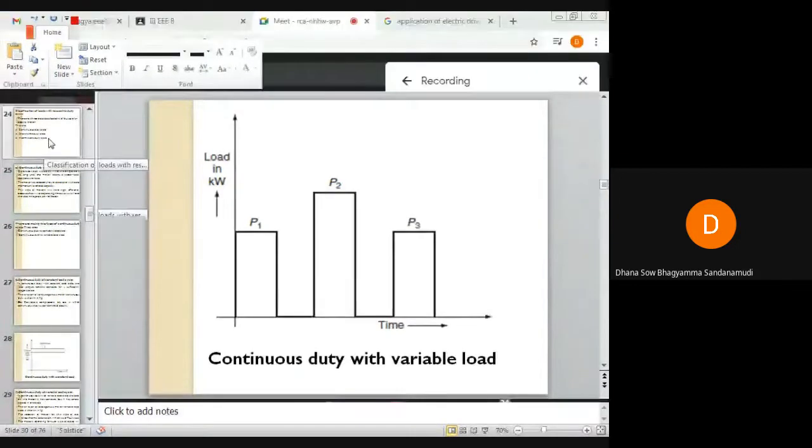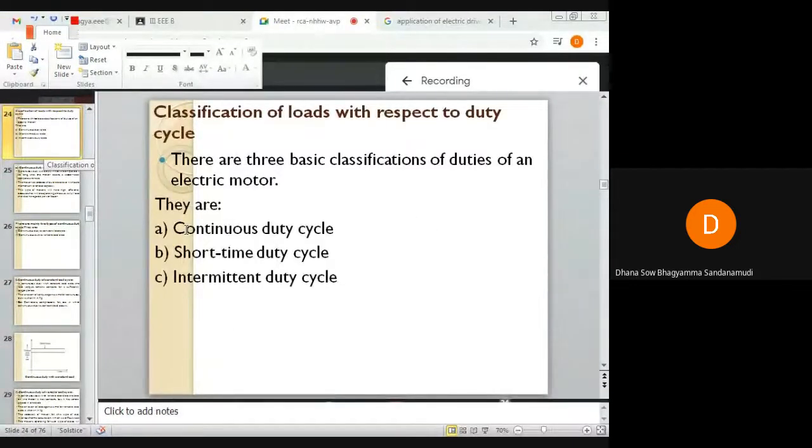We have discussed continuous duty cycle for constant load and variable load. We have seen two cases in continuous duty cycle. Next one is short time duty.